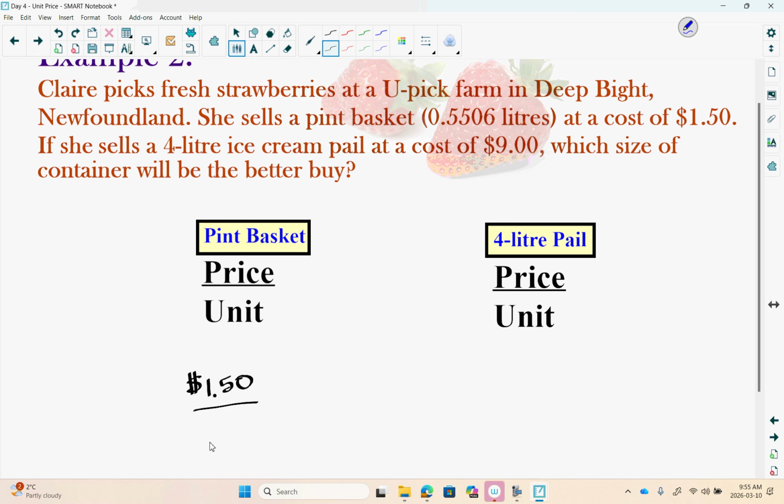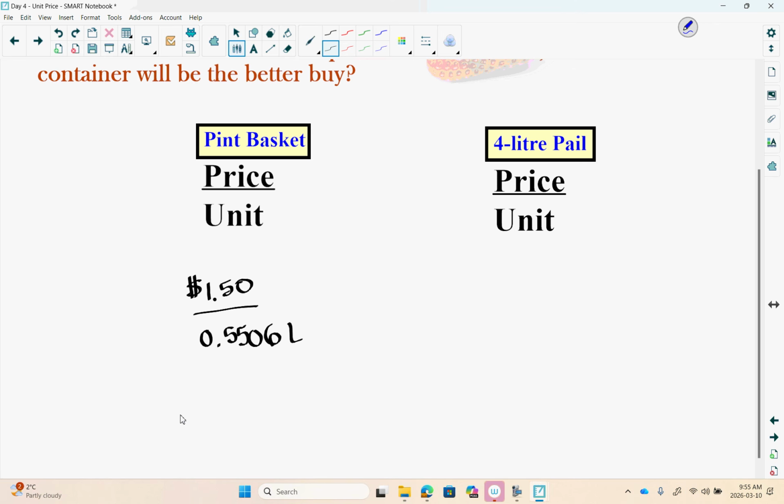So 1.50 divided by 0.5506 liters. And when I do that, 1.5 divided by 0.5506, I get $2.72 per liter. Is that all right? That's what the unit price for the pint basket is, the smaller basket.